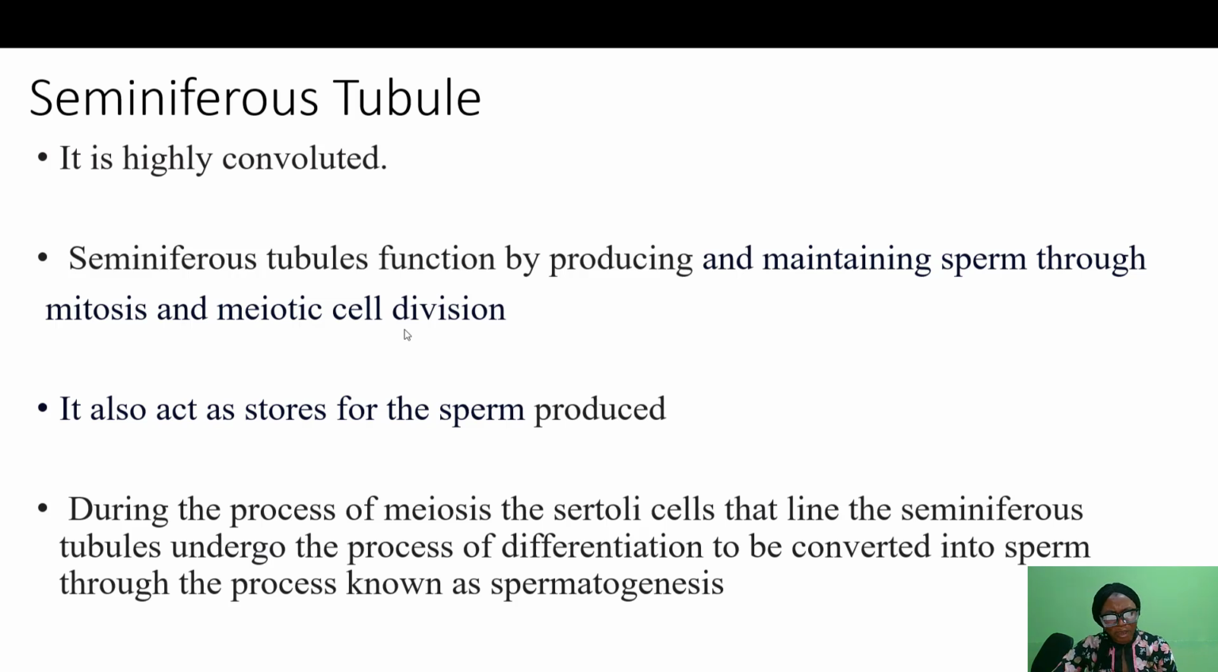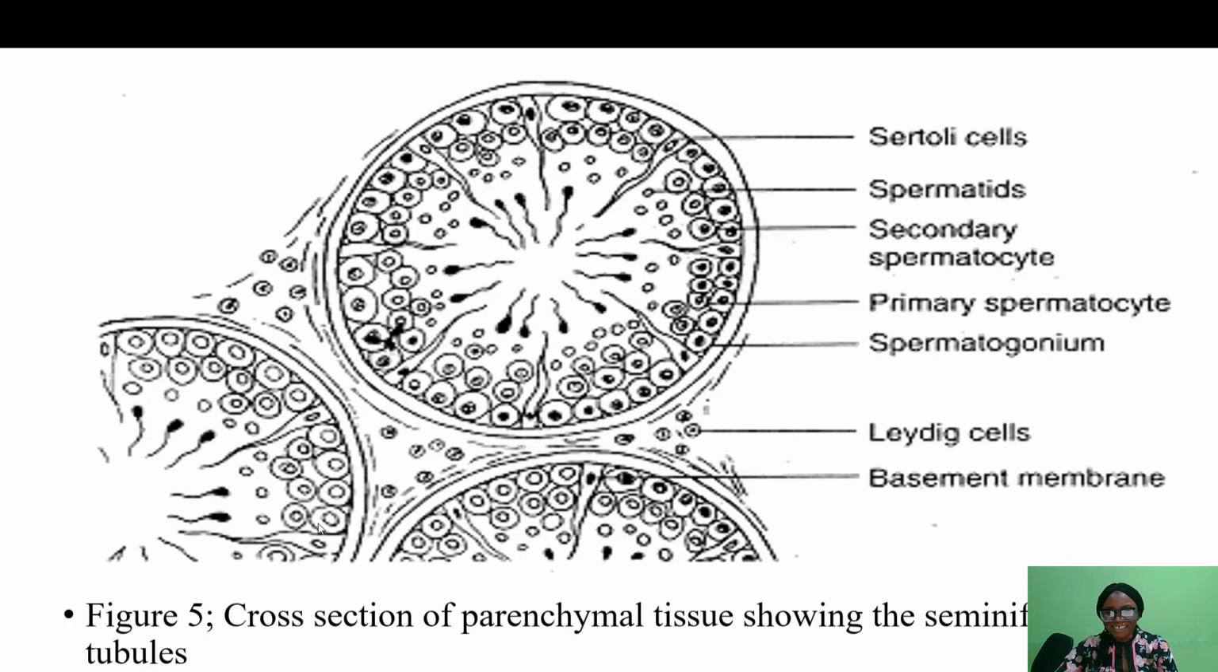And during the process of meiosis, the satellite cells, which you will see in another image after now, line the seminiferous tubule, and they undergo the process of differentiation, which converts them into mature sperm under the process of spermatogenesis. Yes, thank you so much for staying tuned.